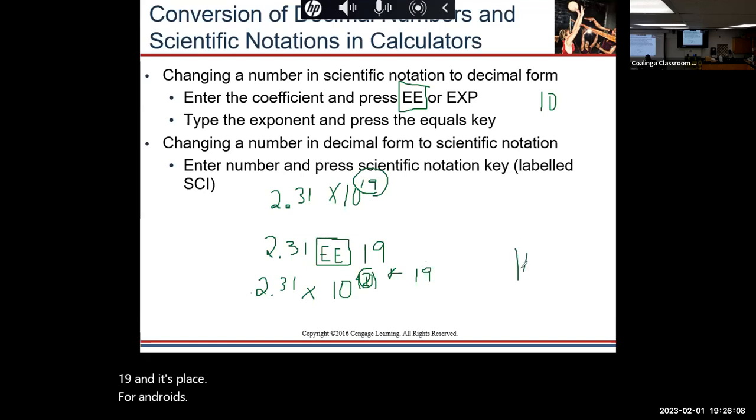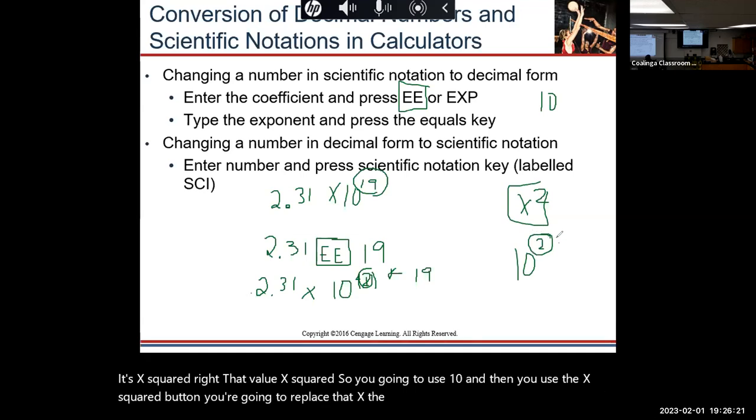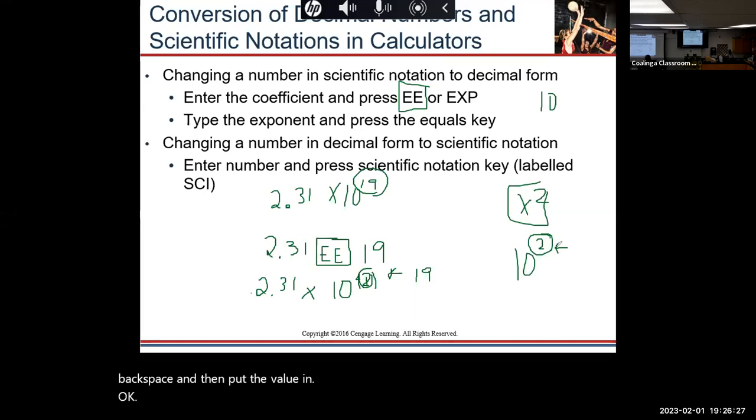So again, it's going to be 10, and it says 10 to, it's x squared, right? That value, x squared, so you're going to use 10, and then you use the x squared button. You're going to replace that x, the squared, by hitting backspace. So you're going to backspace, and then put the value in, okay?